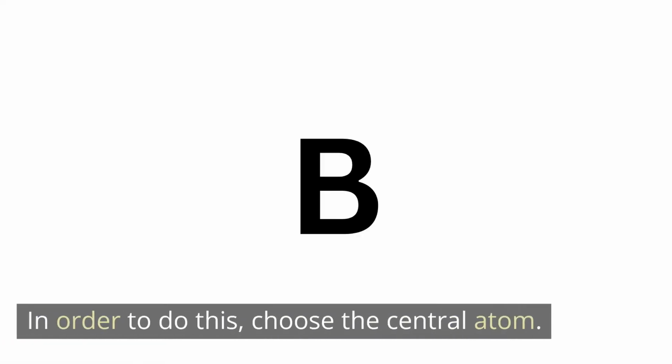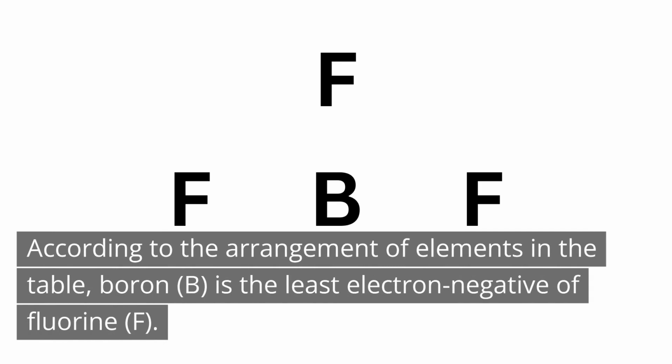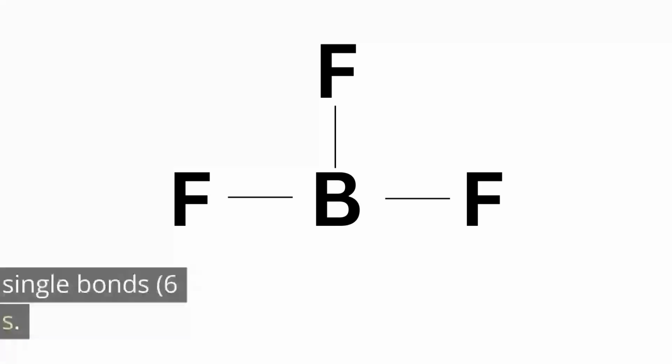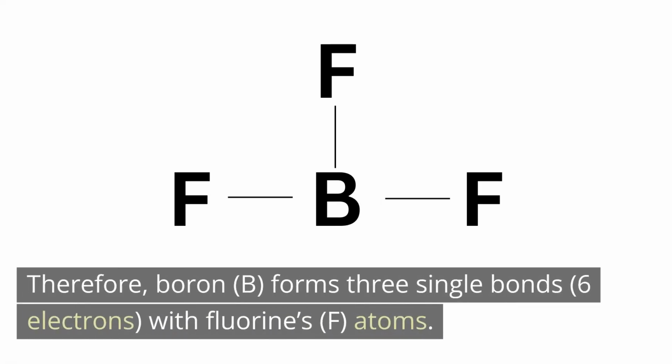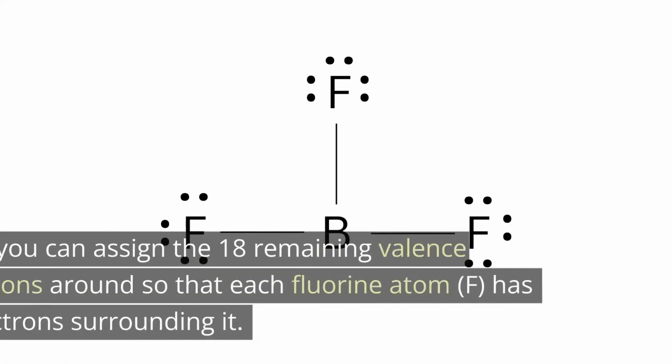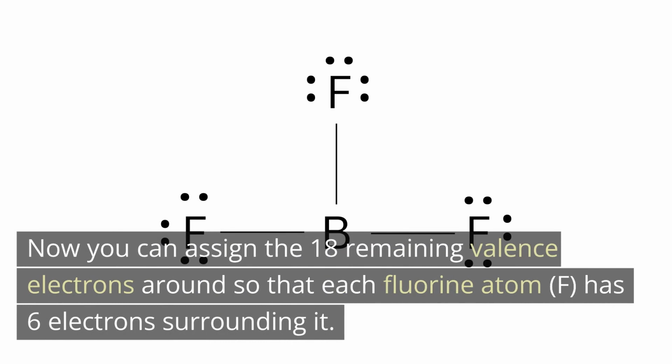In order to do this, choose the central atom. According to the arrangement of elements in the table, boron is the least electronegative compared to fluorine. Therefore, boron forms 3 single bonds, 6 electrons, with the fluorine atoms. Now you can assign the 18 remaining valence electrons so that each fluorine atom has 6 electrons surrounding it.